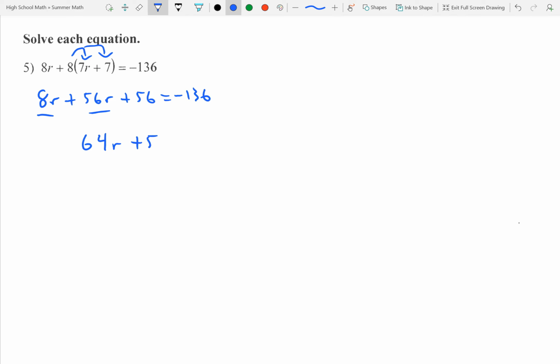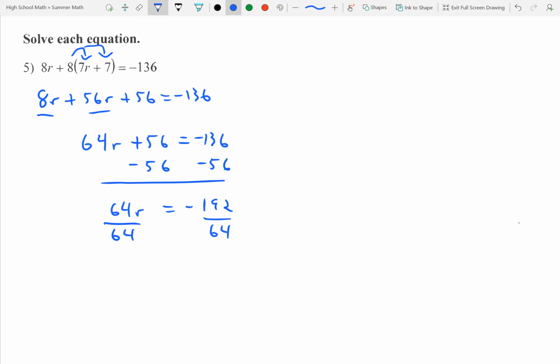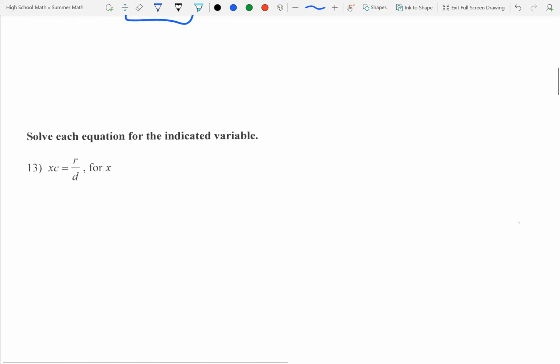Plus 56 is a negative 136. Subtracting 56 on both sides, 64r is a negative 192. Dividing both sides by 64, r will be negative 3. You could take that negative 3 and substitute it back in and see that it yields a true statement.